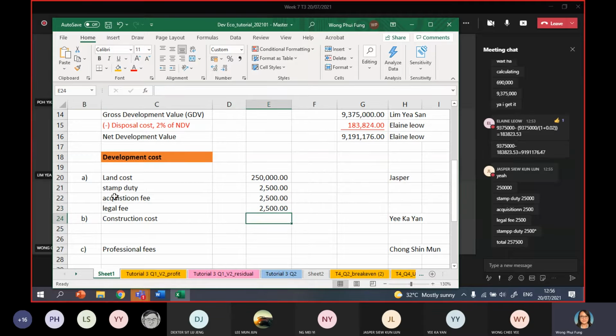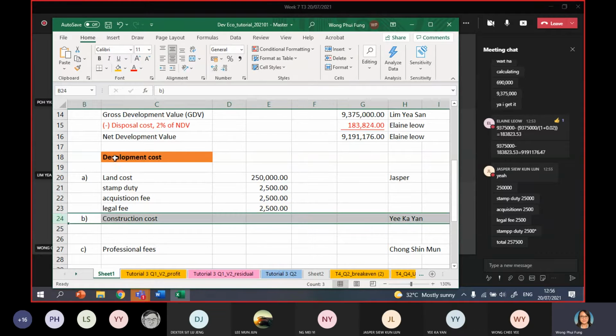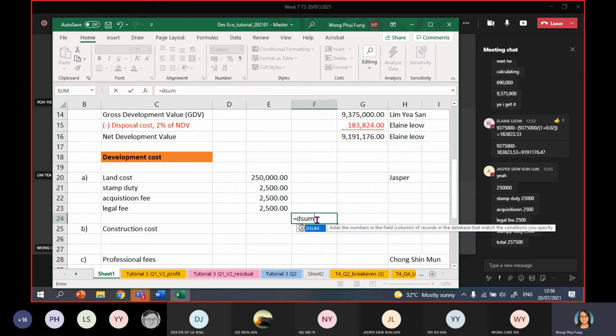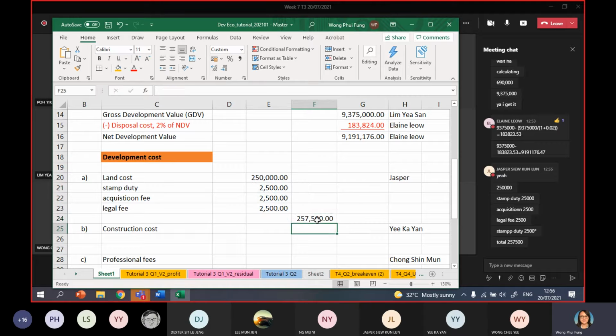So you add up everything together. All these figures are already given in the question, so you have to read the question first. You sum up everything. That will be your land cost plus acquisition fee. Easy. Land cost is first the land price, then plus stamp duty, acquisition fee, legal fee. All these three we term as site acquisition fee. So you total up everything together, you should be able to get 257,500. That will be your land cost.